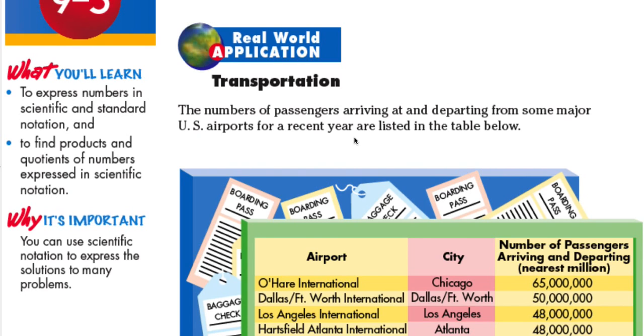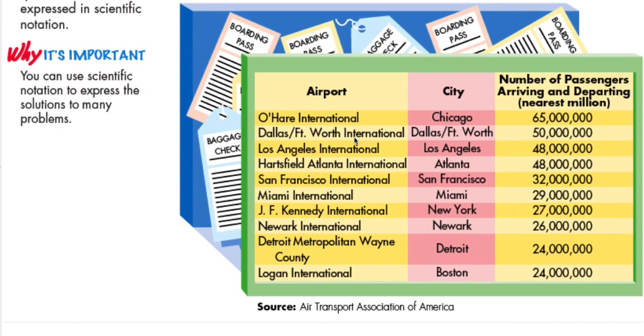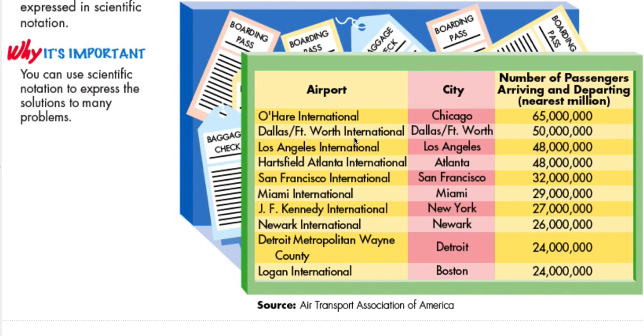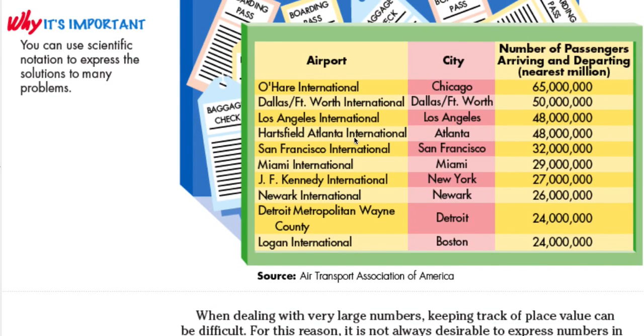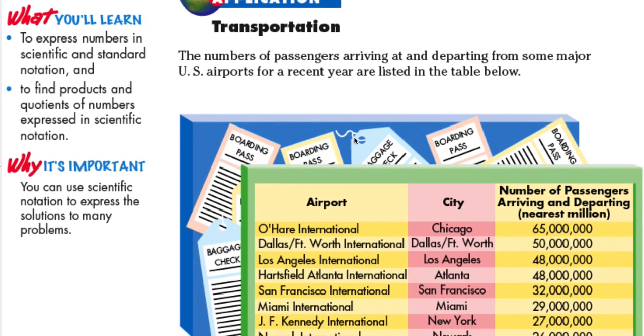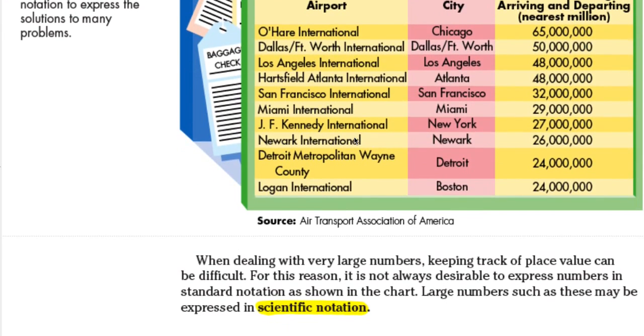The numbers of passengers arriving at and departing from some major U.S. airports for a recent year are listed in the table below. O'Hare International in Chicago is 65 million, which is the biggest one. All the way down to Logan International in Boston, which is 24 million. In LA we have 48 million, arriving and departing for a particular year. So when dealing with very large numbers, keeping track of place value can be difficult.